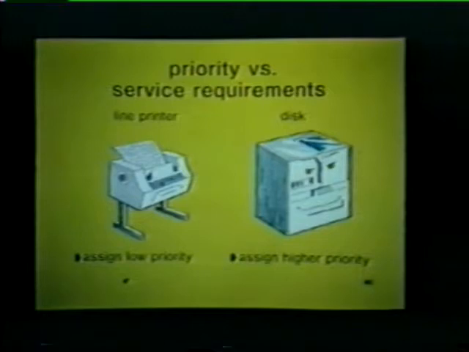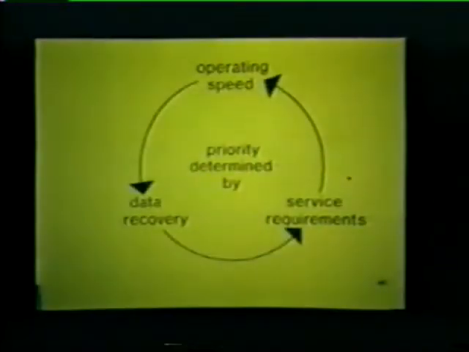Because of these different service requirements, we typically assign a low priority to the line printer and a higher priority to the disk. If we didn't, the processor would be tied up servicing the line printer, while devices requiring minimal help from the processor, such as the disk, would not be able to get the processor when they need it. We have shown that priority assignments are determined by three factors: operating speed, ease of data recovery, and service requirements. Now we're going to look at some typical PDP-11 device priorities and analyze them one by one to show you why a specific priority level was chosen.